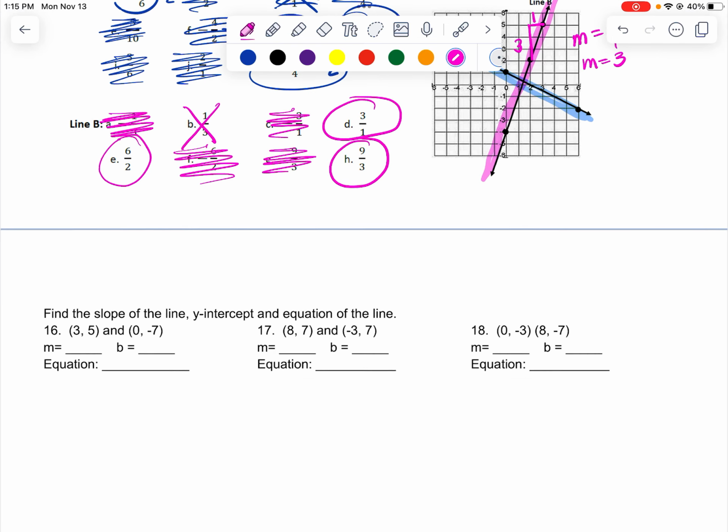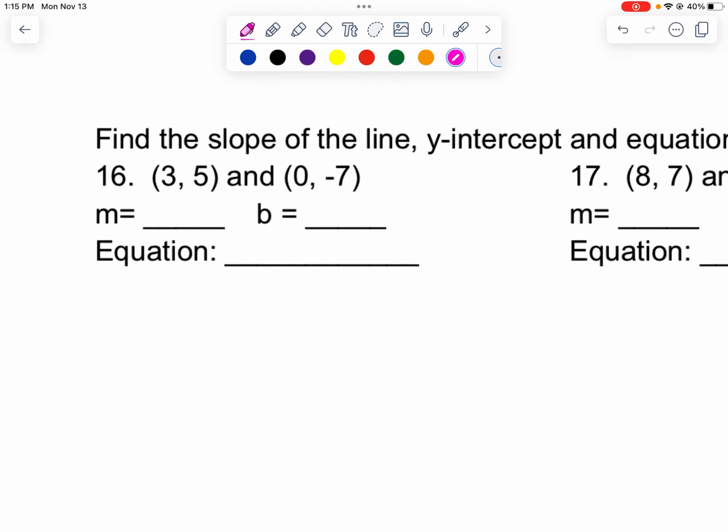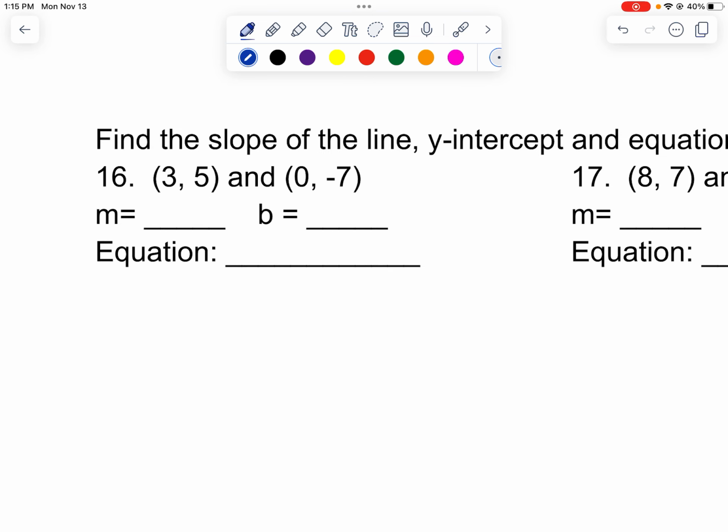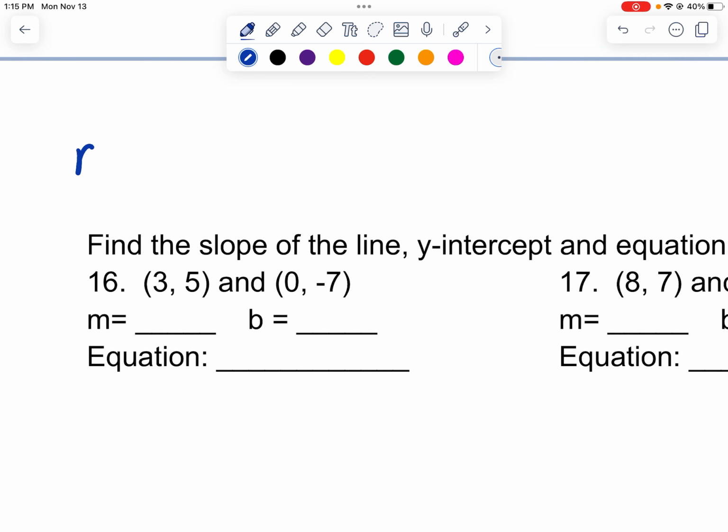Okay. This next part, we're supposed to find the slope of the line, the y-intercept, and then write the equation of the line. Okay, so let's remember the equation for slope.